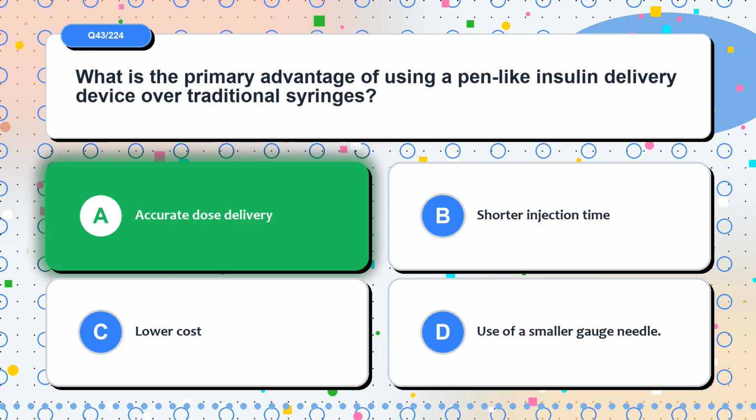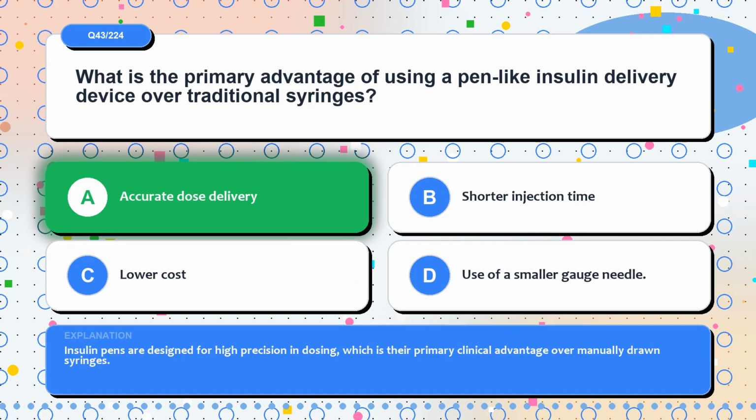The correct answer is option A. Accurate dose delivery. Insulin pens are designed for high precision in dosing, which is their primary clinical advantage over manually drawn syringes.